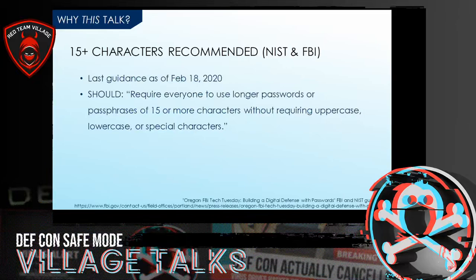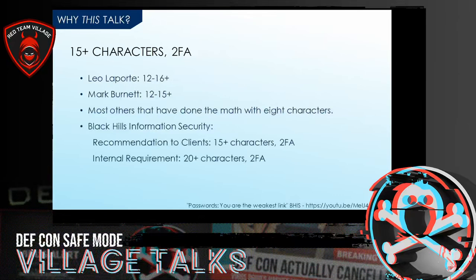The most recent guidance, from February this year, mind you, this was not the first time it was published, from NIST and the FBI, is a lot more explicit. 15 characters without other complexity requirements is where we should be going. In fact, we should require it as soon as possible. And this is in line with what a bunch of other experts and sources that aren't the largest tech companies have been saying for much, much longer.